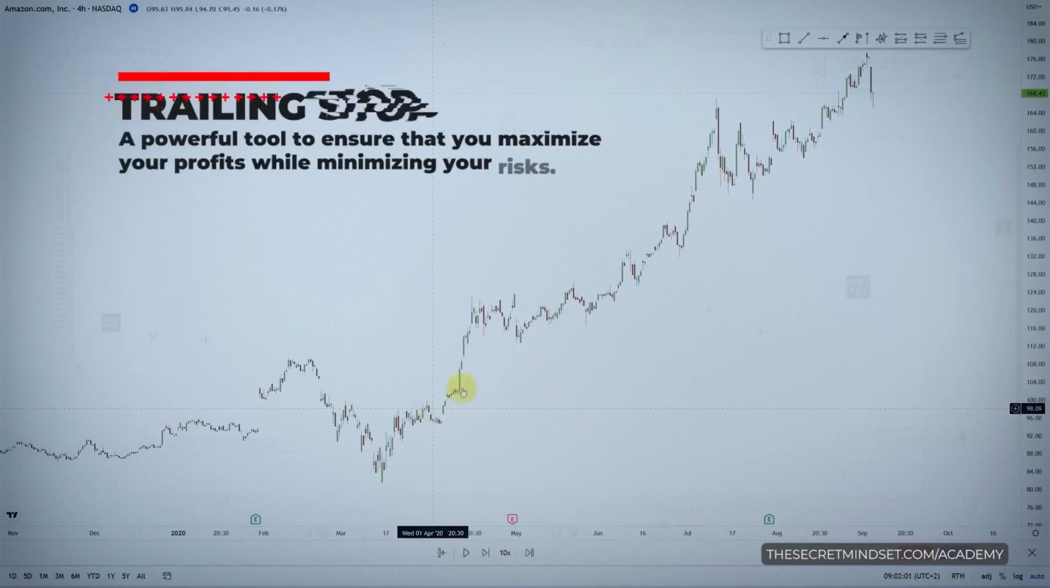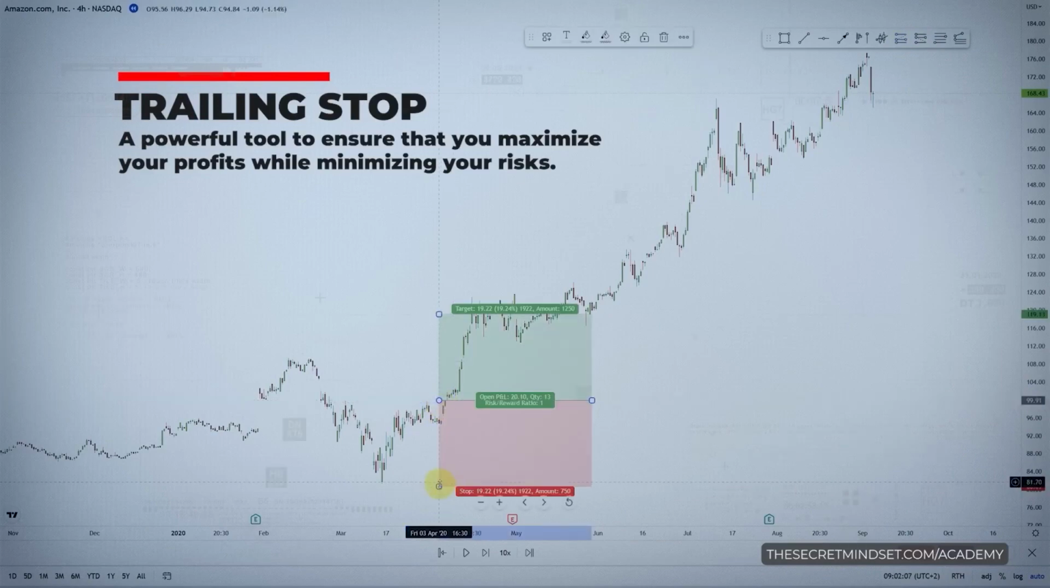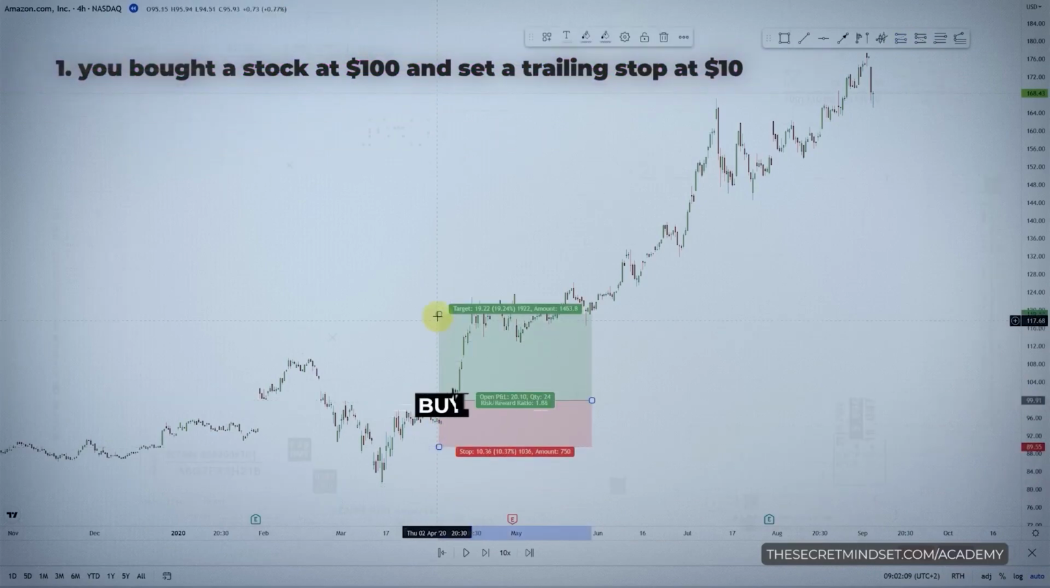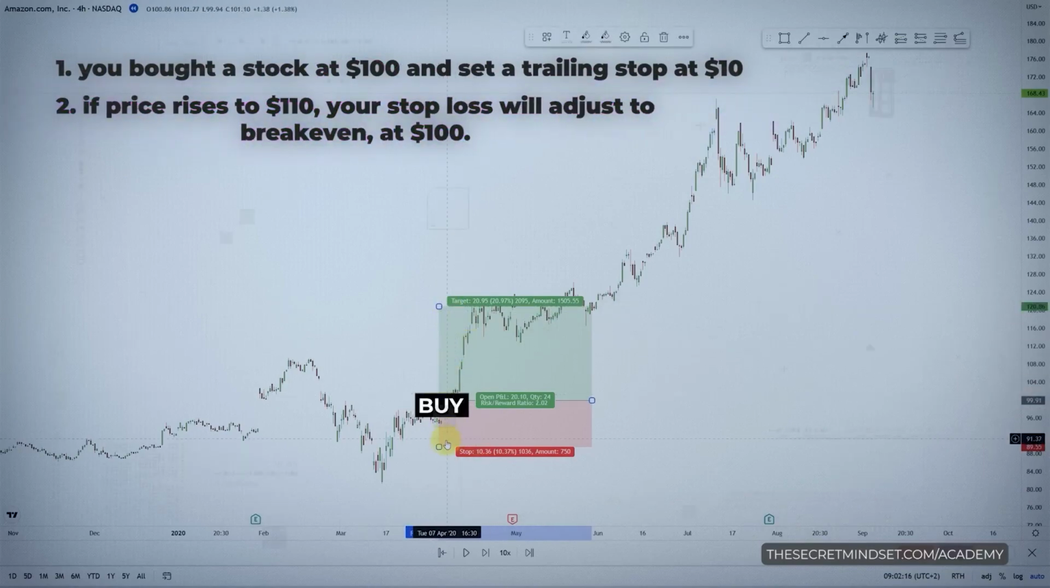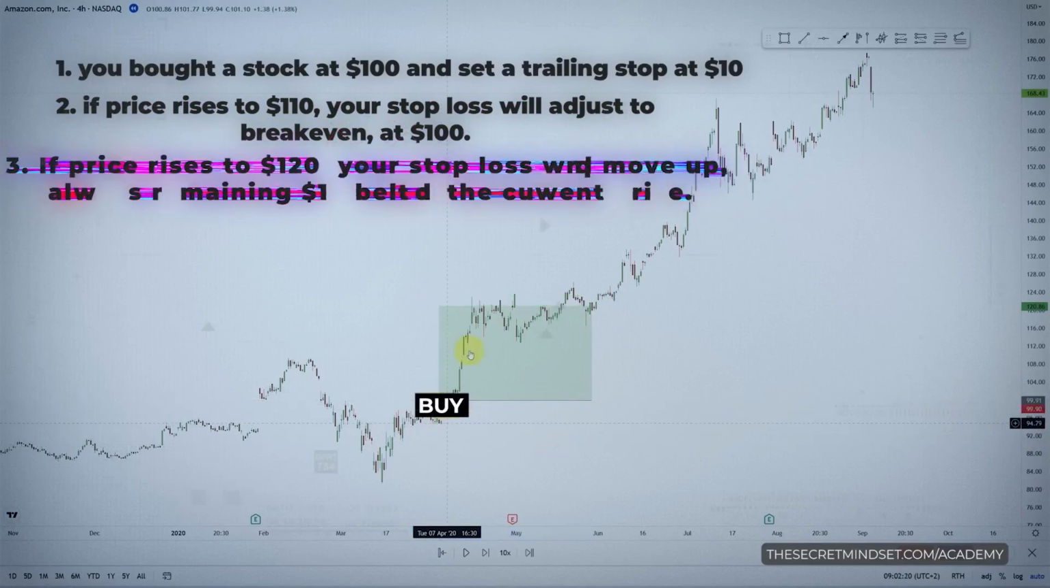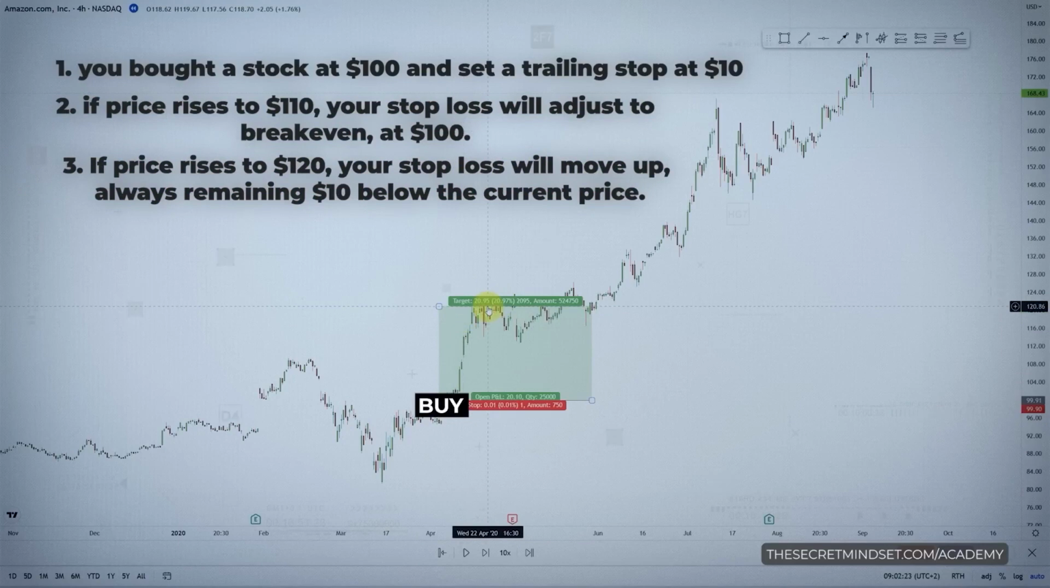A trailing stop can be a powerful tool to ensure that you maximize your profits while minimizing your risks. Suppose you bought a stock at $100 and set a trailing stop at $10. If the price rises to $110, your stop loss will adjust to break even at $100. If the price continues to rise to $120, your stop loss will continue to move up, always remaining $10 below the current price.